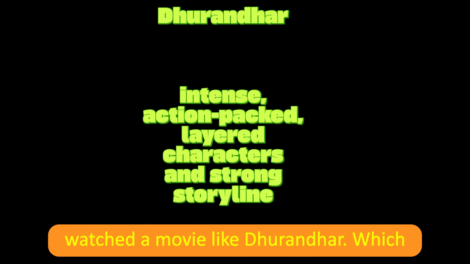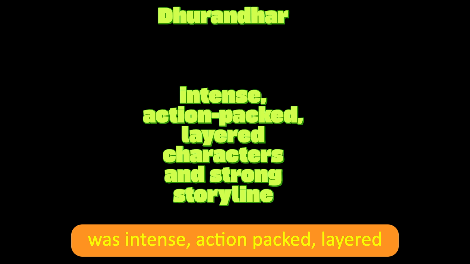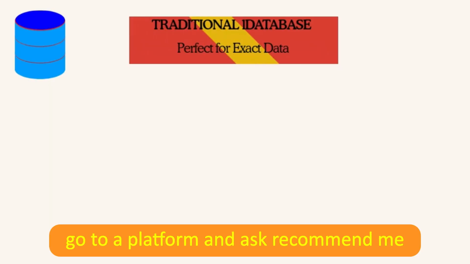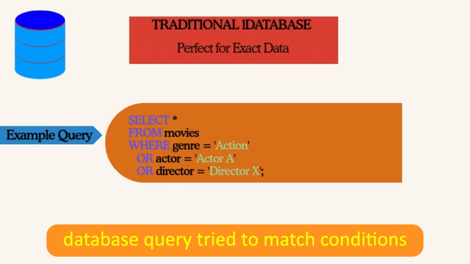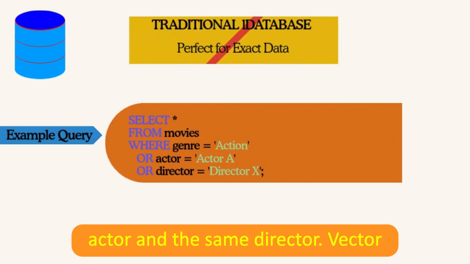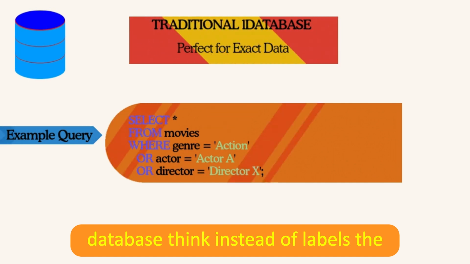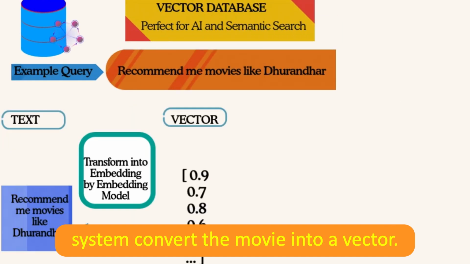Imagine you just watched a movie like Dhurandhar, which was intense, action-packed, with layered characters and a strong storyline. Now you go to a platform and ask, recommend me movies like Dhurandhar. In a traditional database, the query tries to match conditions like the same genre equal to action, the same actor, and the same director. A vector database thinks instead of labels: the system converts the movie into a vector.